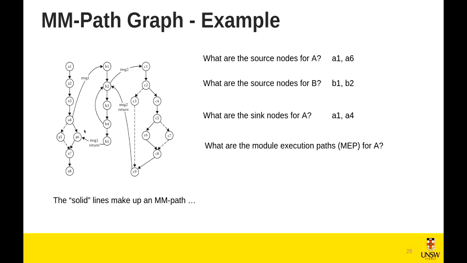Because A1 and A6 are both starting points, right? What we can have is A6 as the starting point: A6, A7, and A8.